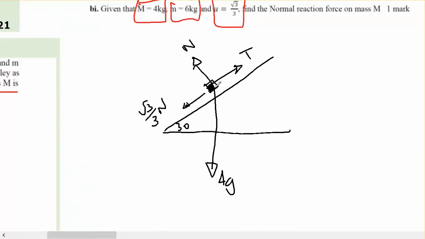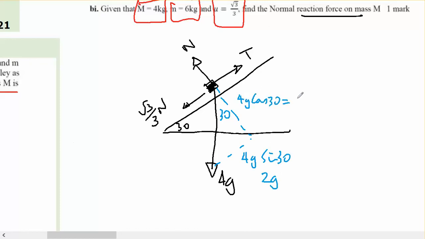So I've redrawn my diagram. This is 4g because capital M is 4, and I'm wanting to find the normal reactive force. I'm going to break this into 2 forces. That's 30 degrees. This is 4g sine of 30, which is 2g, and this is 4g cos of 30, which is 4g root 3 on 2, which is 2 root 3 g. So the normal reactive force is equal to 2 root 3 g.